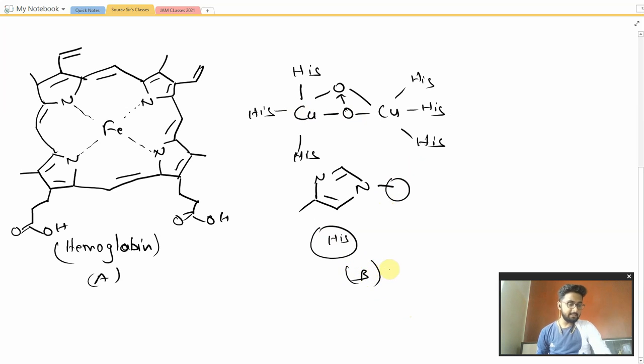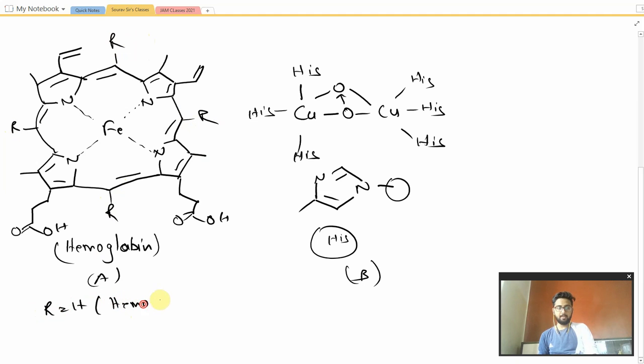Now option C says myoglobin. Myoglobin is nothing but hemoglobin with derivatives. In this case, here would be one R attached, here one R attached, here one R attached, and here one R attached. If R is equal to H, then it is hemoglobin, and if R is an aromatic species, then it is myoglobin.